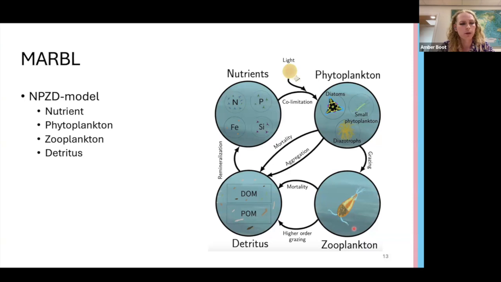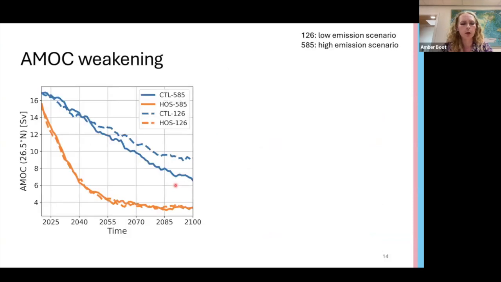Okay, that's all I had to say about the model and the experiments. So now we can get to our results. We start with the AMOC weakening we simulate. This is the AMOC strength at 26.5 degrees north. In all the line plots I will be showing, the solid lines are for the high emission scenario, the 8.5 scenario, and the dashed lines are for the low emission scenario. The blue lines are for the control simulations, and the orange lines are for the hosing simulations. The legend will be next to every plot, but just so you know that this is consistent over the entire presentation.